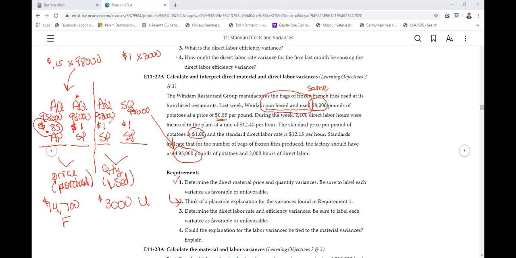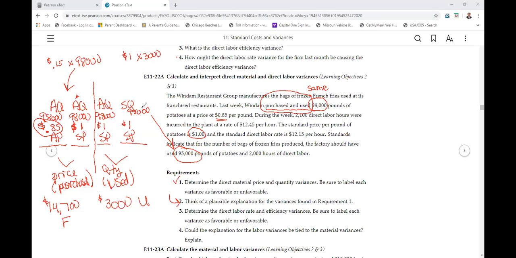Now, on the other side, the usage, notice they used 98,000 versus 95,000. What would cause that? It could be a couple of things, and when we get to the labor, we'll talk about that. But not knowing what the labor variance is just yet, you might say maybe the quality of the potatoes wasn't as good, and therefore you had to throw a lot away. It could have been the fact that you got a better price, so maybe the quality is not as good. That happens. If you have poor quality, then some of the potatoes you might have had to throw away, and that would possibly cause this usage number to be higher than what you thought it was going to be.